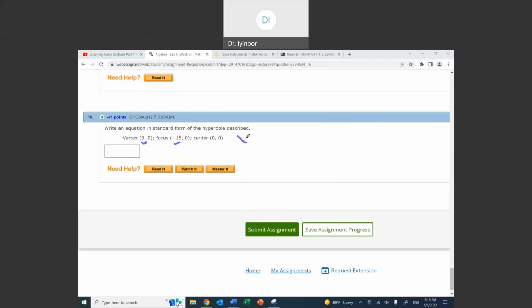The equation is going to be x squared over a squared minus y squared over b squared equals 1. That's the equation. And then you're going to plug it in. From the vertex, you're going to find a is 9. So that gives me a squared is 9 times 9, which is 81.